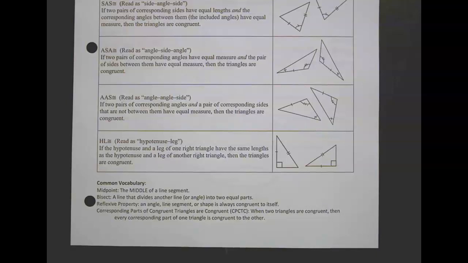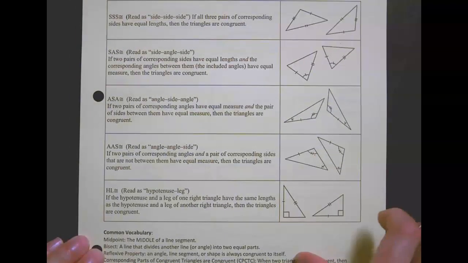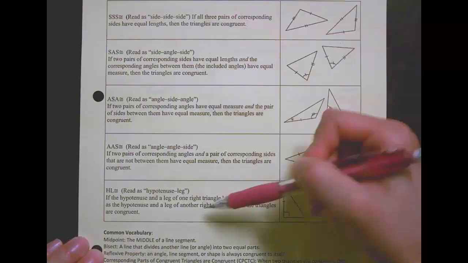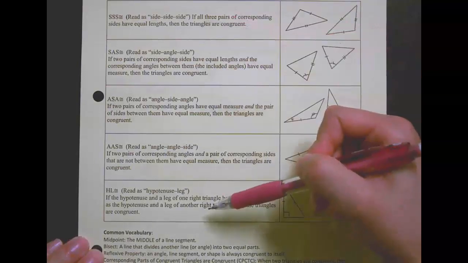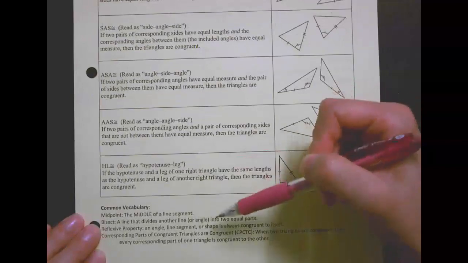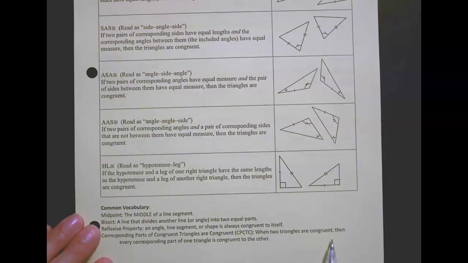And that is after you've proved two triangles are congruent, then, like I said earlier, all their corresponding parts are congruent. I've had kids in the past think that CPCTC can prove two triangles are congruent, but the only things that can prove that two triangles are congruent are your 5 triangle congruency theorems. CPCTC can be used after two triangles are congruent.